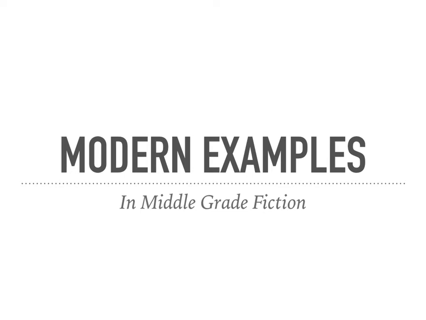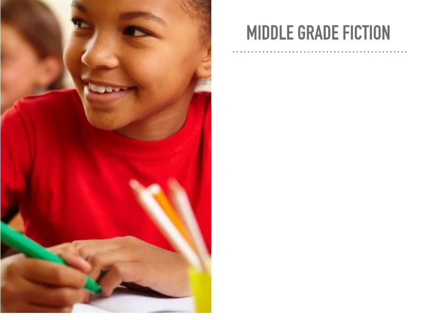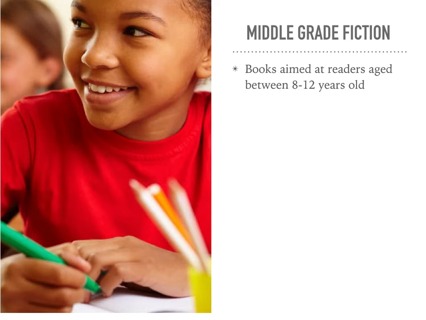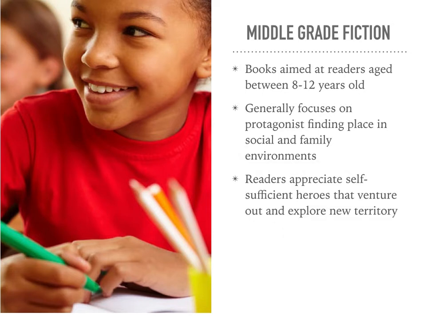Now let's take a look at a few modern examples, but first, let's define middle grade fiction. Middle grade fiction are books aimed at readers aged between 8 and 12 years old. Generally it focuses on the protagonist finding their place in social and family environments. And the readers appreciate self sufficient heroes that venture out and explore new territory.